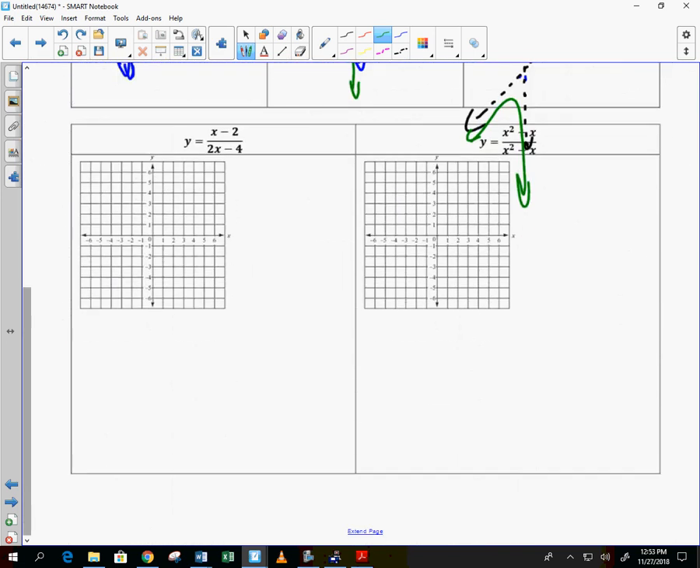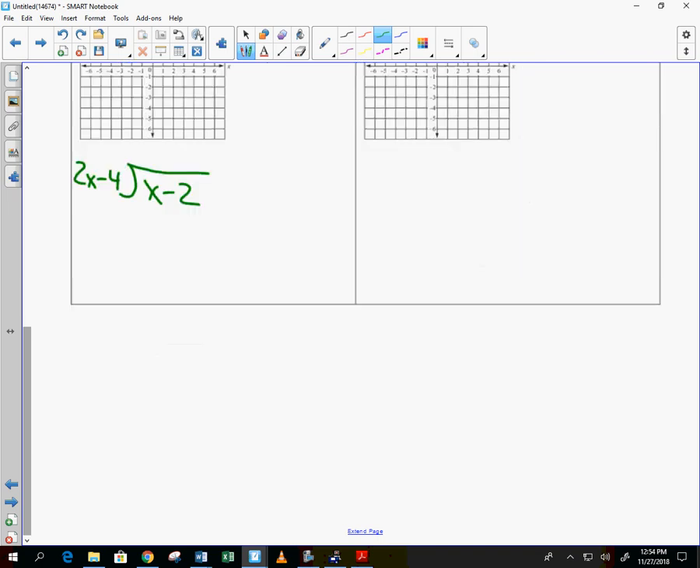We're going to do one more. I'm going to take 2x minus 4, and I'm going to divide it into x minus 2. What do you multiply 2x by to get x? 1/2. Distribute that half back through, and you get x minus 2. Subtract, and you get, hey, wait a minute, there's no remainder.